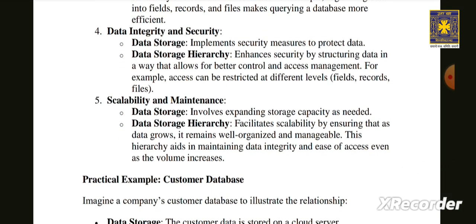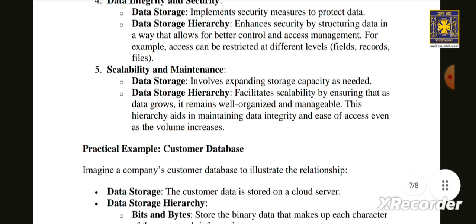And lastly, accessibility and maintenance. As businesses grow, they need more storage capacity. The hierarchy supports accessibility by keeping data well organized. It ensures that even as data volume increases, it remains manageable and accessible. So there you have it, data storage and the data storage hierarchy. They are the backbone of how businesses manage and protect their information.